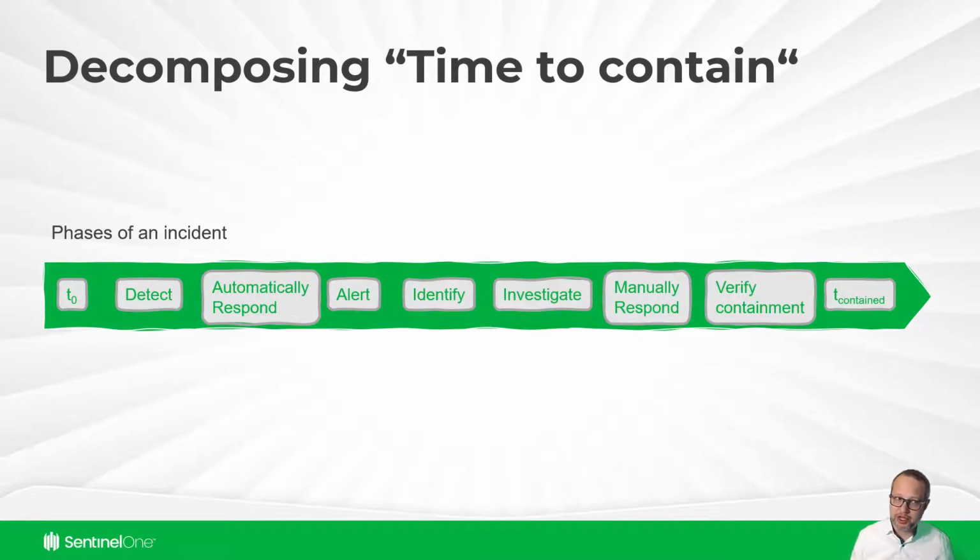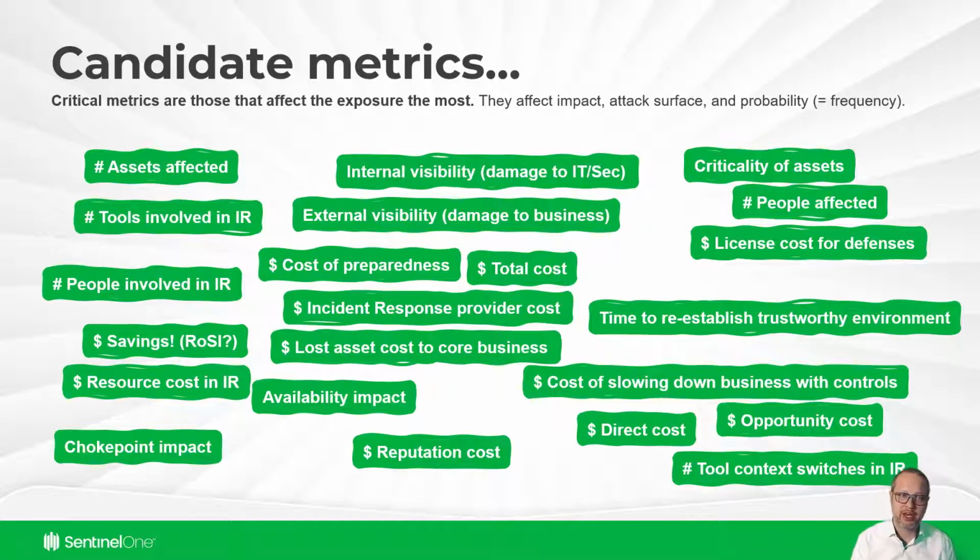And there's many different metrics that you can consider to be critical. There are things like the number of assets that are affected, the internal visibility, so the damage to your IT department's reputation, for instance, and damage to the CISO, potentially, the external visibility, which is direct damage to business, then the cost that you spend on preparedness, the total cost of the incident. So there's lots of different metrics. But when you look how those metrics relate, then they're all in one way or another related to the time it takes you to contain an incident that occurs.